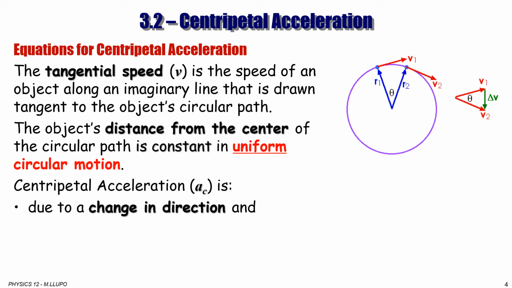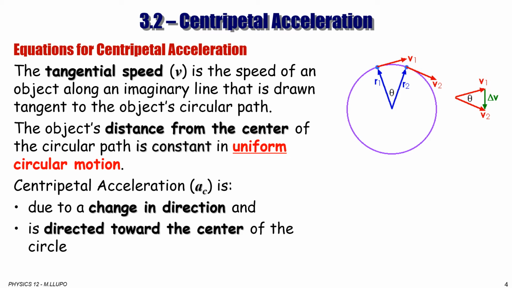As we know, acceleration is about a change in magnitude or direction or both. We are pretty sure now that magnitude does not change, but the direction of that velocity changes constantly to be tangent at any point where the object is in that circular path. Another thing is that it is directed toward the center, because the change in velocity is directed toward the center.